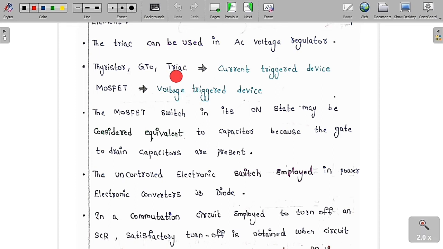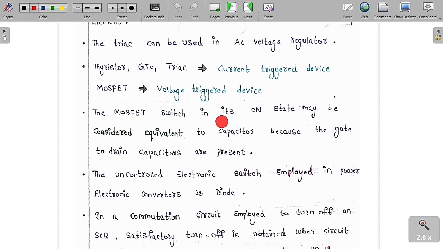Thyristor, GTO, triac. These are said to be current trigger devices, because here the gate current is responsible for the turning on. Because of this reason we can call thyristor, GTO and triac current trigger devices. Whereas the MOSFET is said to be a voltage trigger device. For thyristor, GTO and triac, to turn on we are going to use the gate pulse, so definitely we can say these are current trigger devices, whereas the MOSFET is a voltage trigger device.